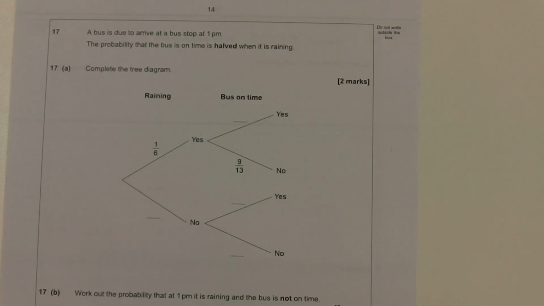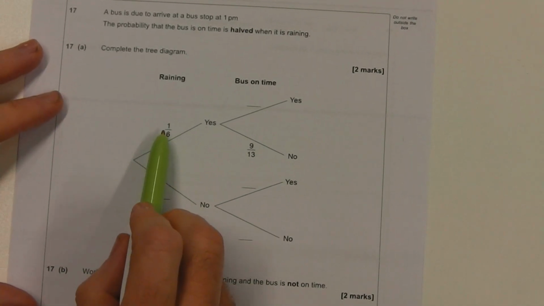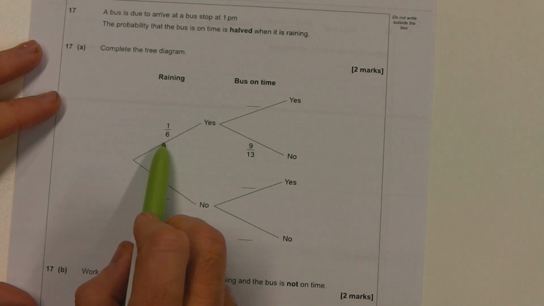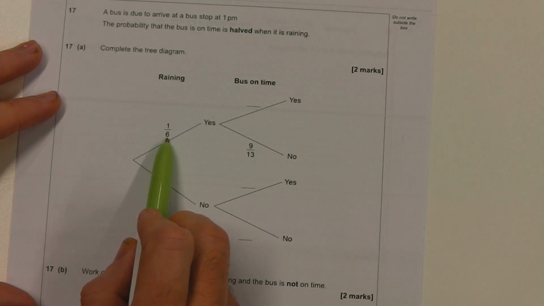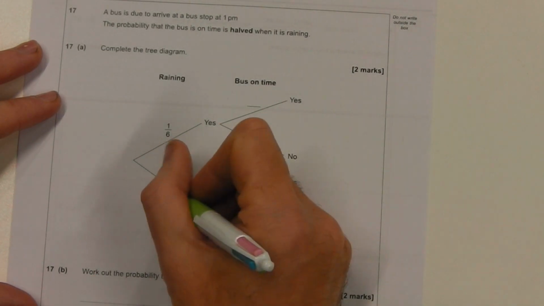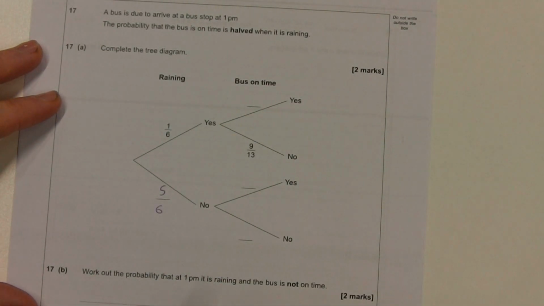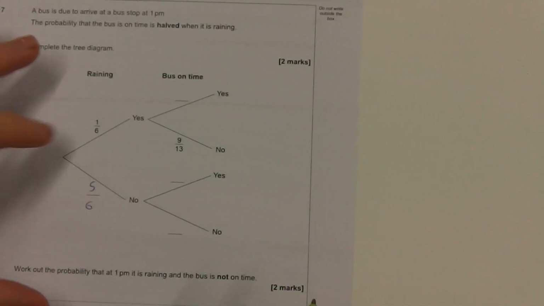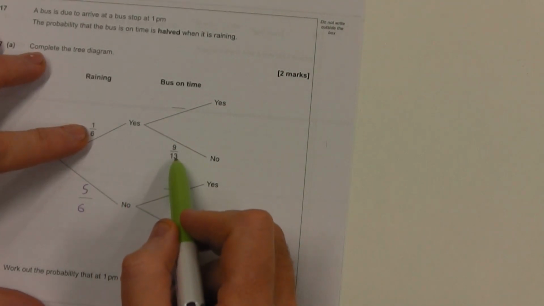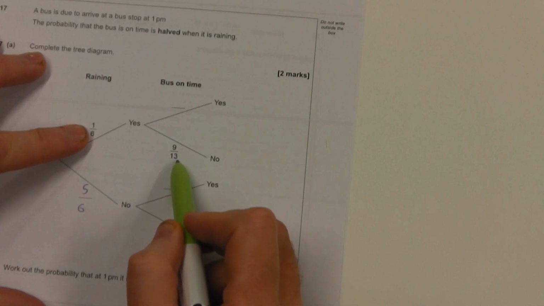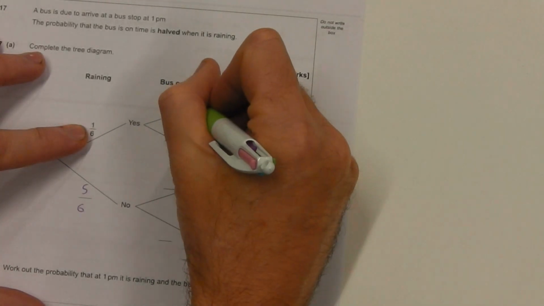Now, 17, probability tree. So we've worked with these a little bit before, but this is fractional. And this is where it becomes a little bit more interesting. First thing here, if there's a 1 in 6 chance of it raining, that means there's a 5 in 6 chance of it not raining. Okay. And a bus on time, 9 in 13 chance of it not being on time, which means it's only a 4 in 13 chance.